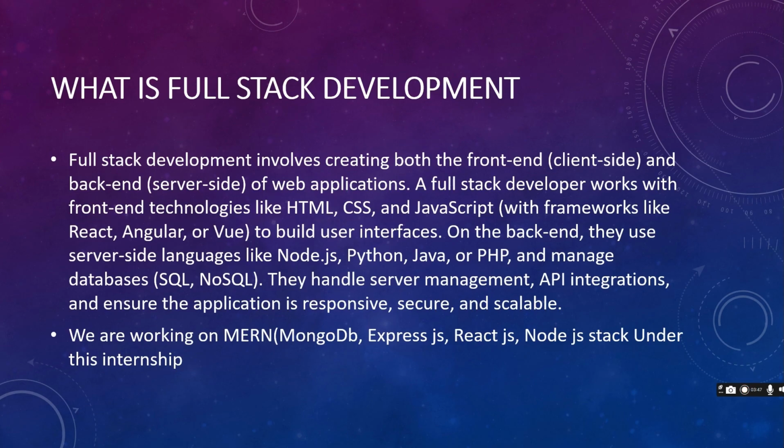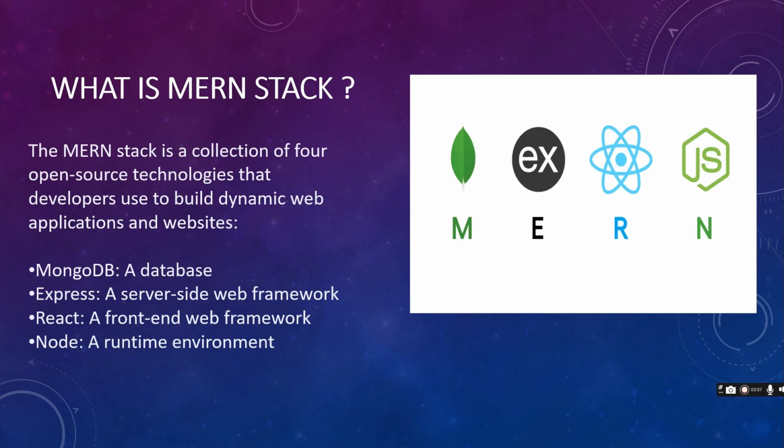Now, we are working on MERN stack. As we already know, M is for MongoDB, E is for Express.js, R is for React.js, and N is for Node.js. Now let's see the MERN stack in detail. The MERN stack is a collection of four open source technologies. Mongo, Express, React, and Node are all open source technologies that developers use to build dynamic web applications and websites. MongoDB is a database, Express is a server-side web framework, React is a front-end web framework, and Node is a runtime environment.